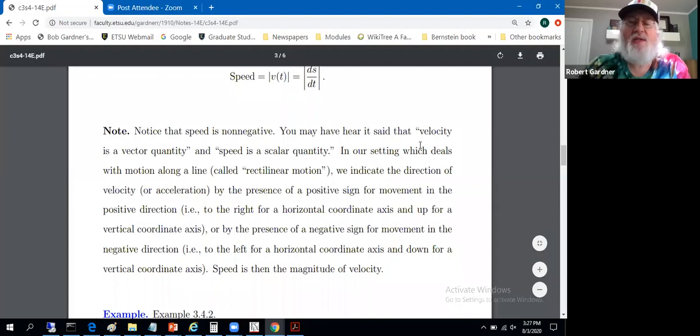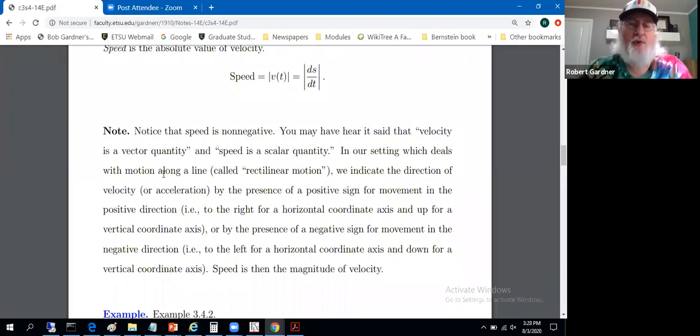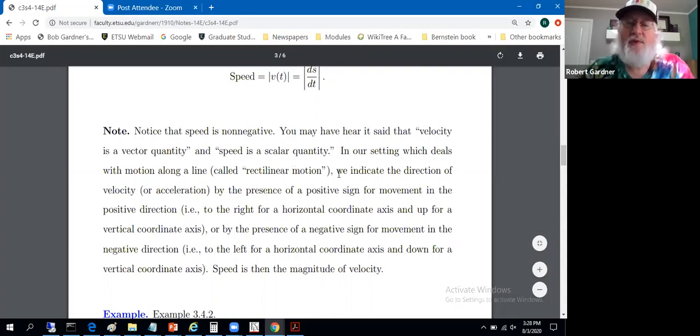You may have heard it said that velocity is a vector quantity and speed is a scalar quantity. Velocity has magnitude and direction. Scalars don't; speed only has a magnitude. Notice, as observed up here, the speed is non-negative, and it's the absolute value of something, so of course it's non-negative. In our setting, which deals with motion along a line, it's called rectilinear motion. I didn't notice this term in the book, but it's got to be somewhere in there.